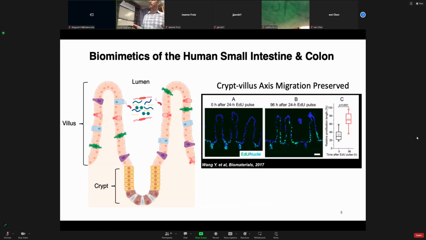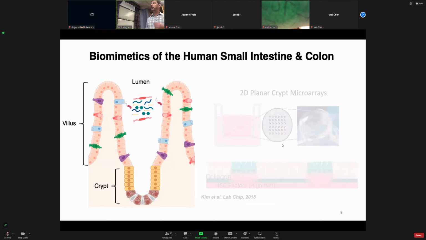So if you go back to the data on the right-hand side, you'll see we pulsed on day 0 with EDU and then removed the label. And you can see that after 96 hours those labeled cells have moved up that villus axis. So not only is the tissue compartmentalized, it also has a migration pattern and properties similar to what you find in vivo. And this quantification, C, of the migration is on the right.